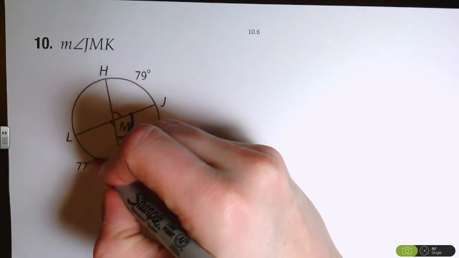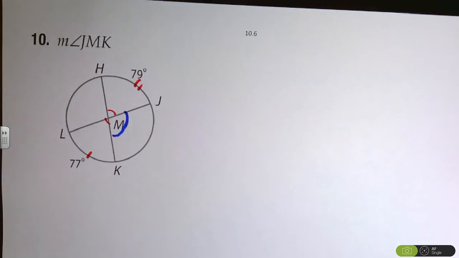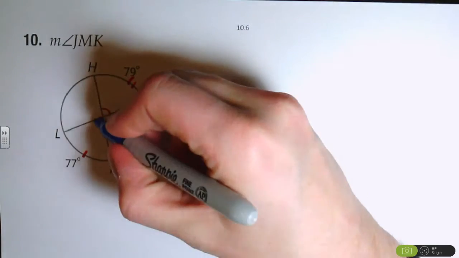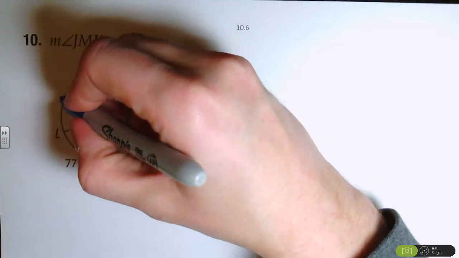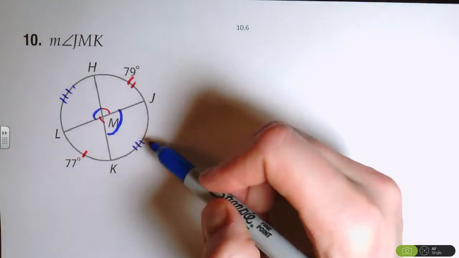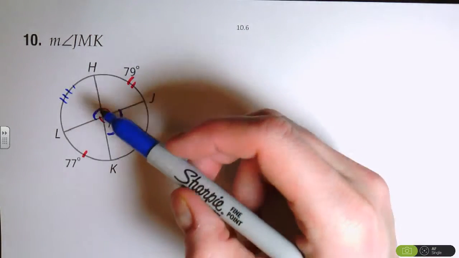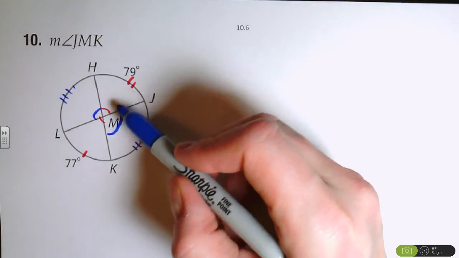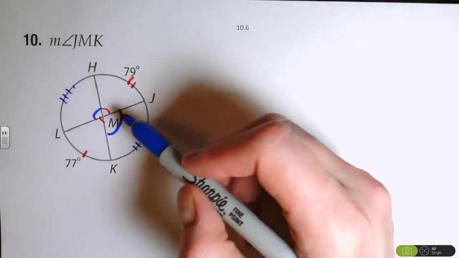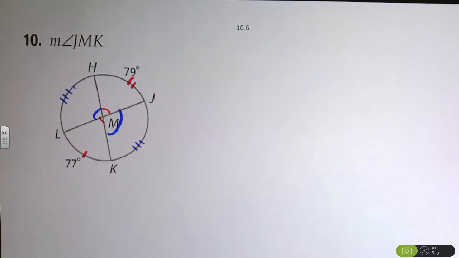is half of these arcs. And the angle in blue is half of these arcs. Well, the problem is I don't know those arcs. I know the red arcs though, so what I'm going to have to do is use the red arcs, find the angles in red, and then the supplement of that will be the one in blue that I want.